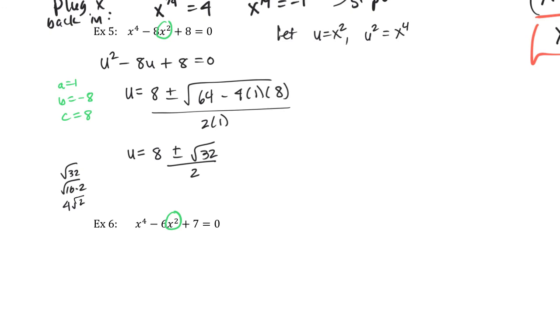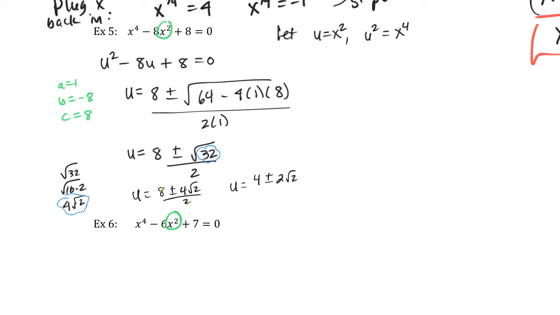Good. All right, so we're going to plug that in for that square root of 32. So then we would get u is equal to 8 plus or minus 4 square root of 2 all over 2. And then we can divide everything by 2 here. So we get u is equal to 4 plus or minus 2 root 2.